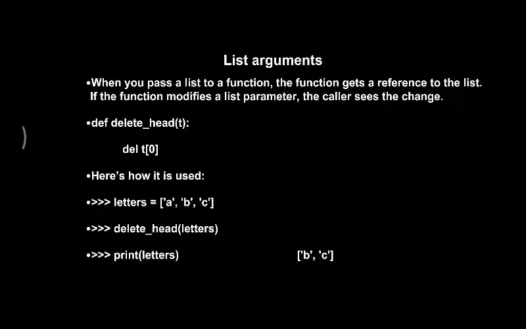letters equal to ['a', 'b', 'c'], delete_head of letters. That function will be called, and the list will be passed directly, and it will remove the first element from the list. It prints only the second and third elements from the list called letters. So this is how we can make use of a delete function written as a separate function.